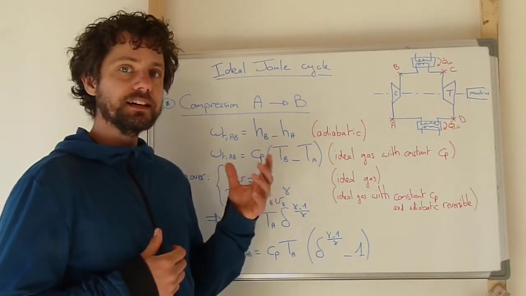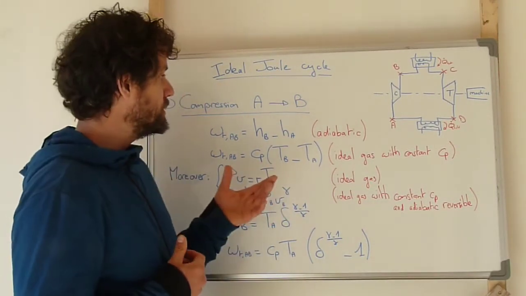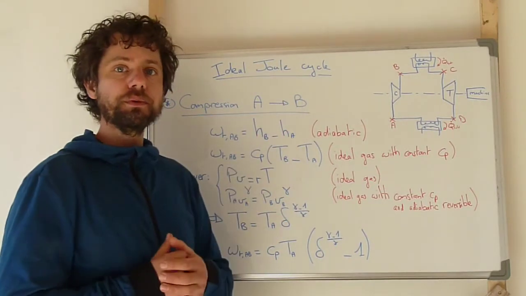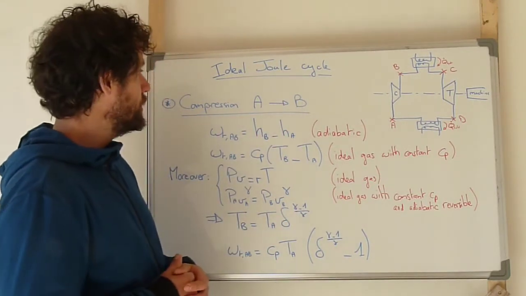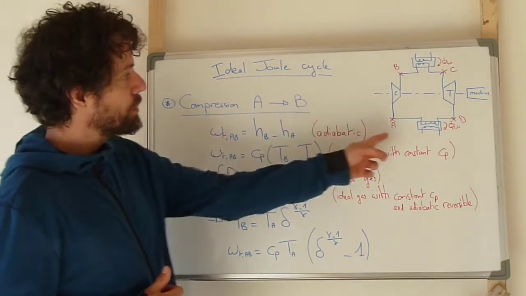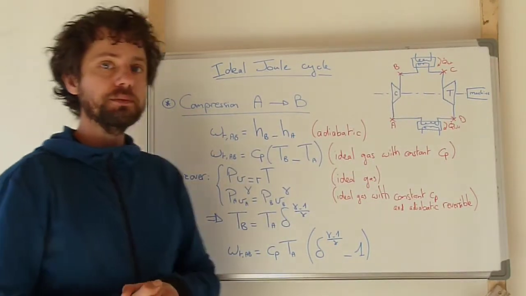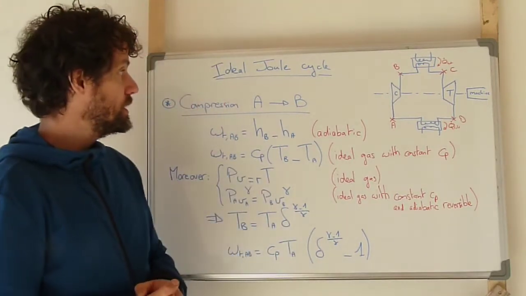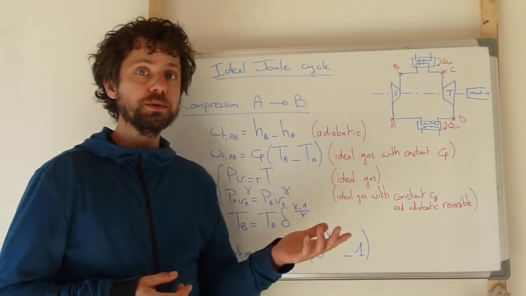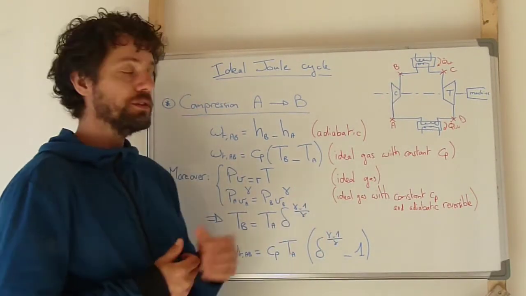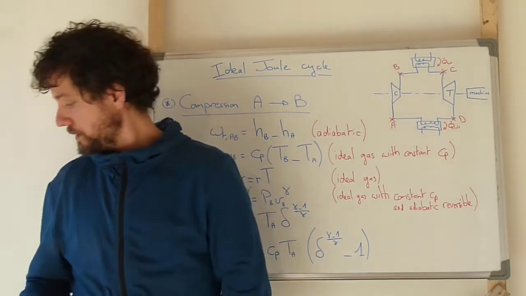So at least for now, I will highlight the assumptions that are necessary to develop each step of the reasoning, and we'll first consider the compression across the compressor between A and B, which is considered as adiabatic but also as reversible for this ideal cycle.